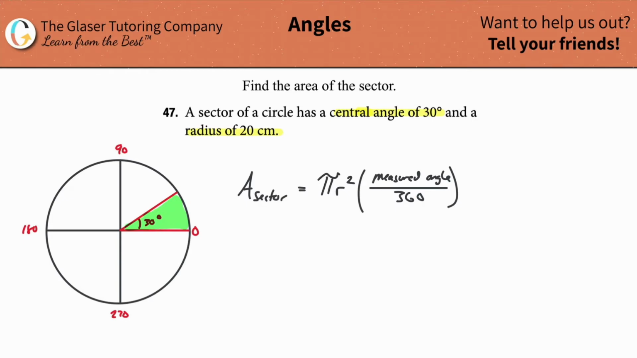If you're given radians, guess what? Get rid of the 360 and all you're going to do is plug in 2 pi. Everything else stays the exact same.